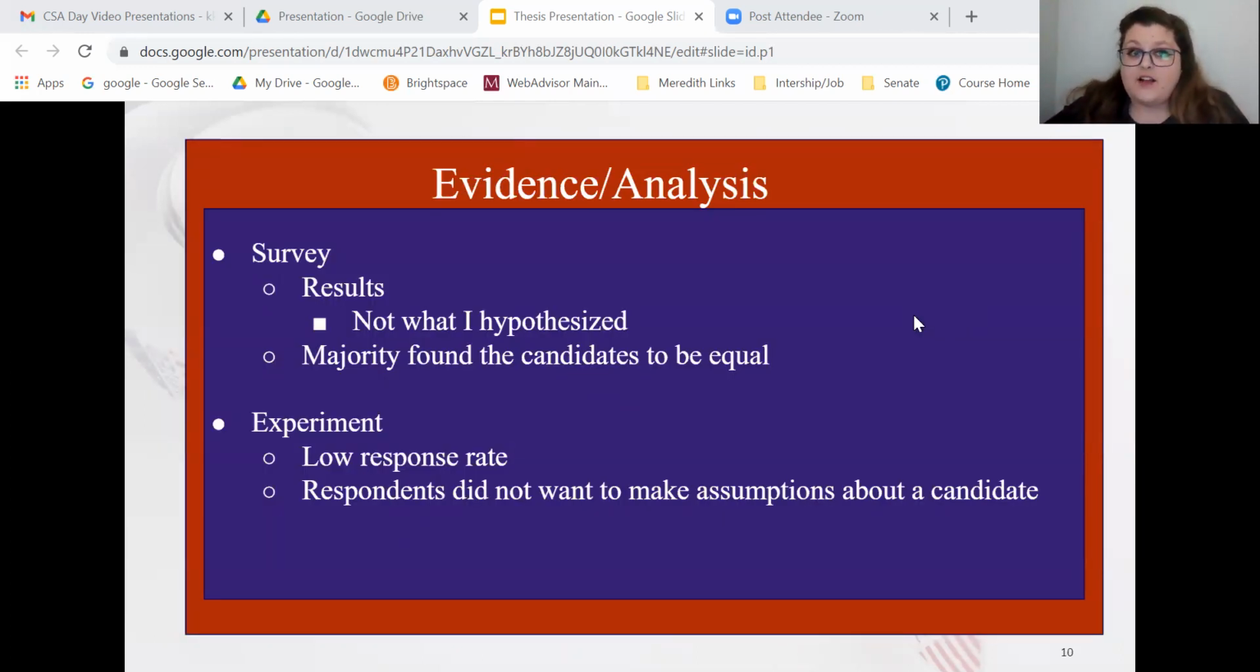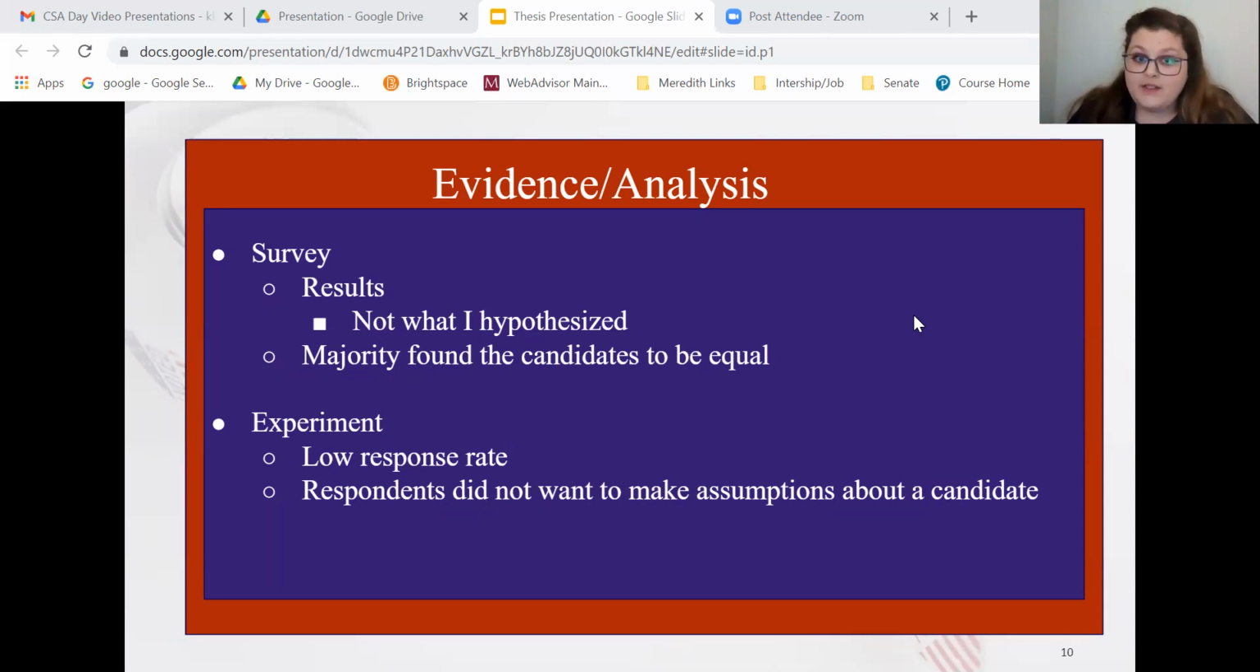For my survey, I got 105 responses. Now, the results were contrary to my hypothesis. I found that there was more support for women and candidates of color than I had expected. For example, 70% of respondents considered women and men to be equally good political leaders, and 80% considered white people and people of color to be equally good political leaders.